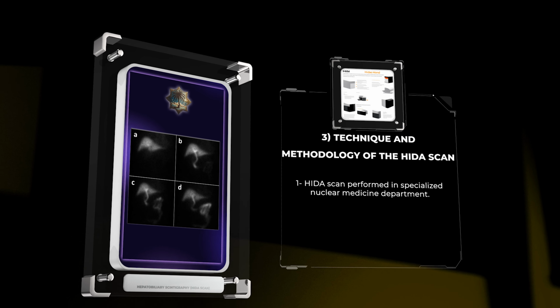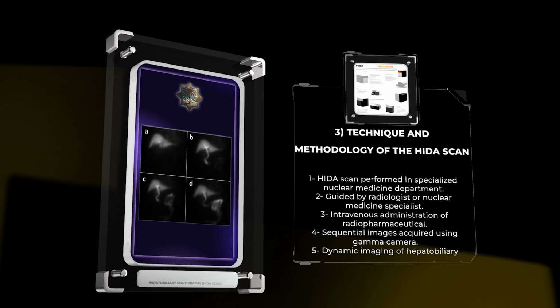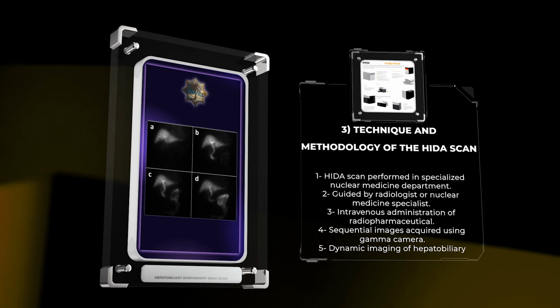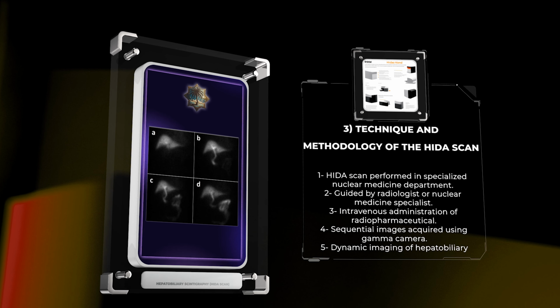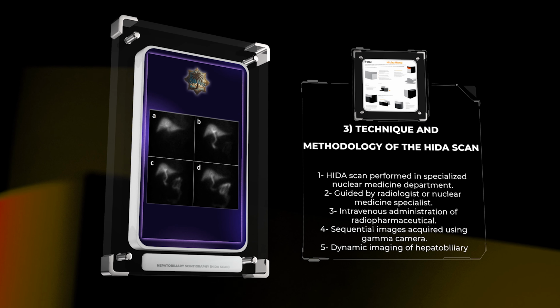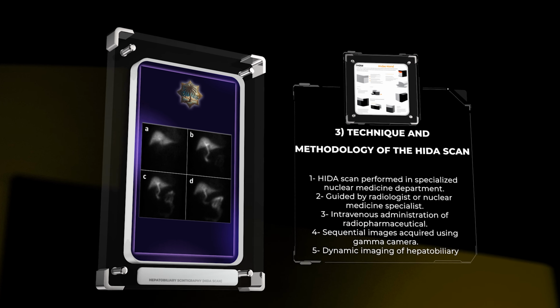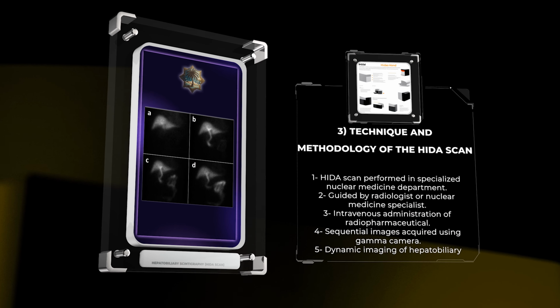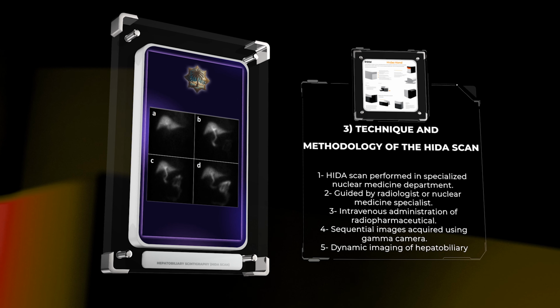The HIDA scan is performed in a specialized nuclear medicine department under the guidance of a radiologist or nuclear medicine specialist. After the intravenous administration of the radiopharmaceutical, sequential images are acquired using a gamma camera. Dynamic imaging is performed, focusing on the hepatobiliary phase, which usually begins approximately 60 to 90 minutes after injection. This delayed imaging allows for better assessment of the biliary excretion and visualization of any abnormalities.